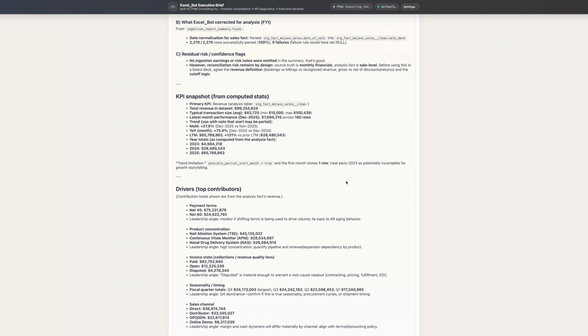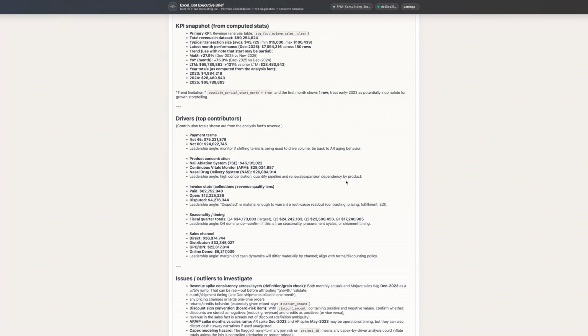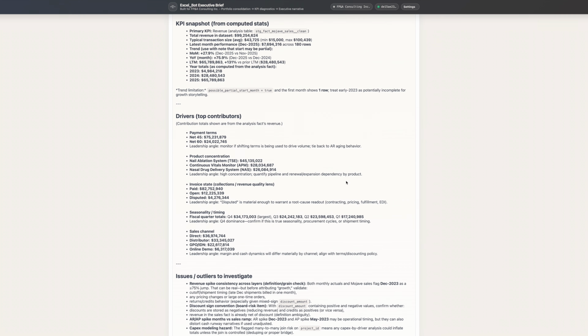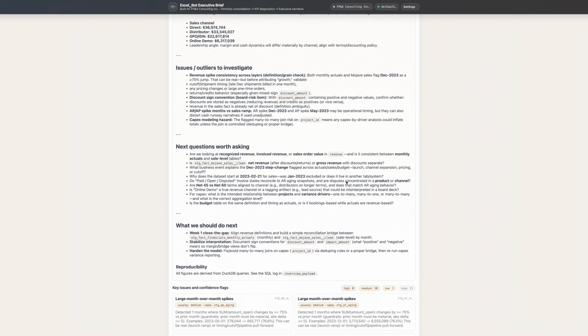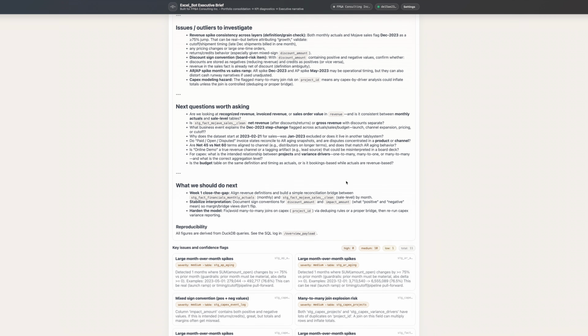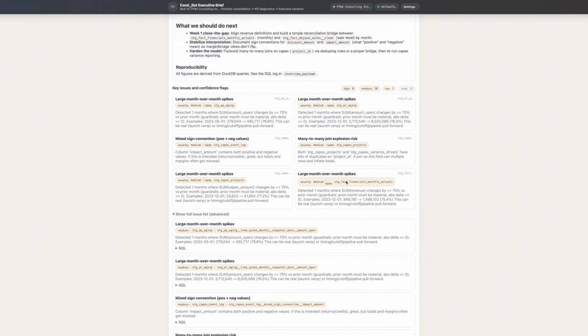So in this case, we're looking at dates and also what is potentially still risk within the file and should be looked at. A standard computed KPI list, what it believes are the top drivers for the business, a little bit of an overview of how the business is made up, areas and outliers that it thinks need further investigation, some suggestions on questions that need answering, and what should be our next steps.